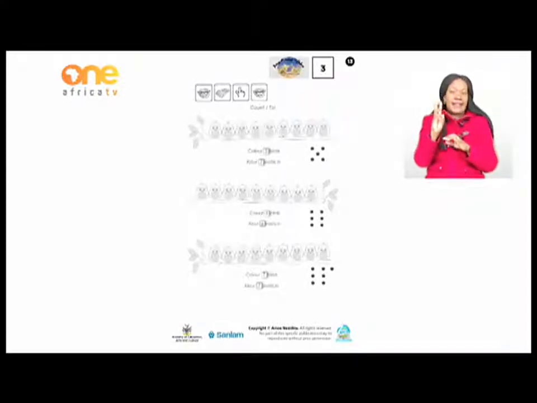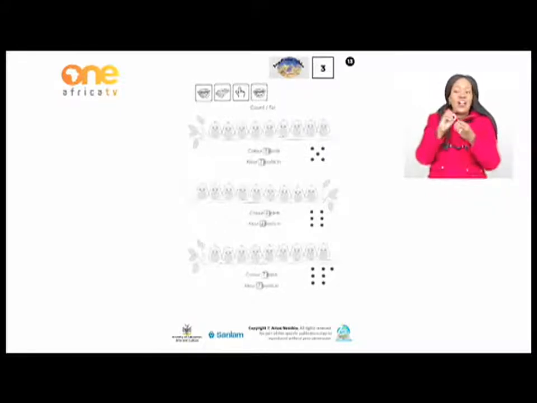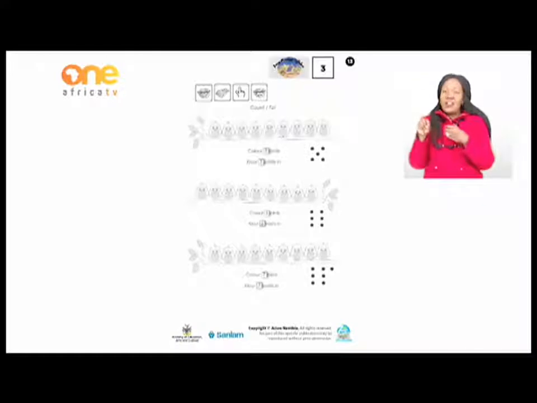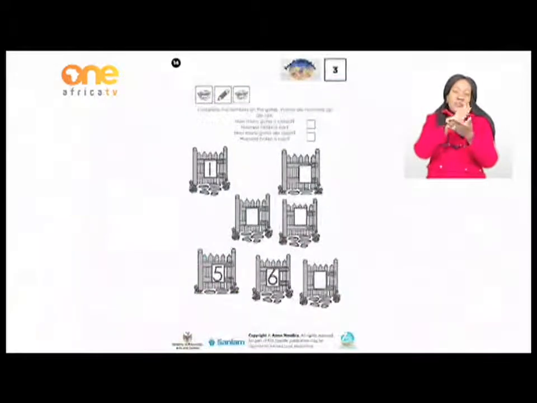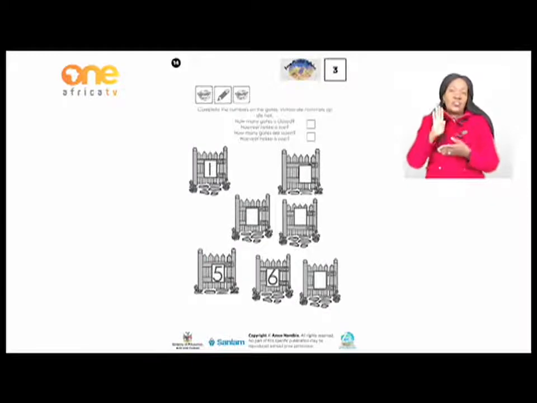The next activity is at the bottom. There are dots right at the bottom of the branch. Count the number of dots and color in 7 birds seated on the branch. Once we have finished that activity, we need to move over to the next page. Let's turn to page 14 when we have finished with our activity.